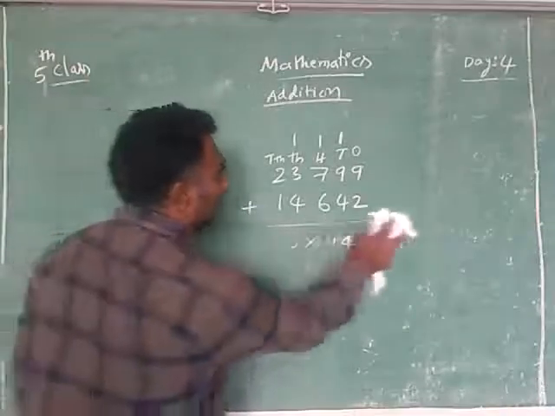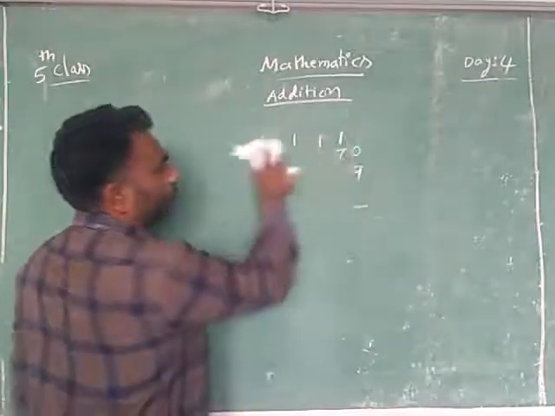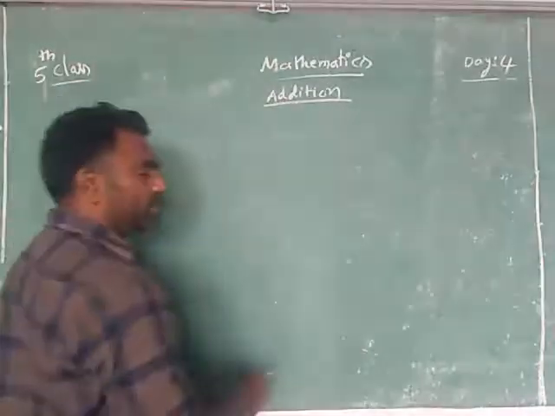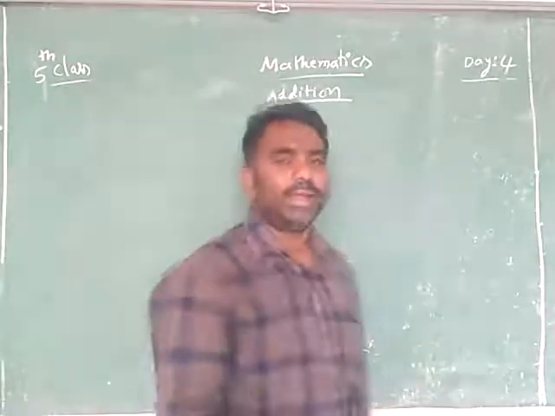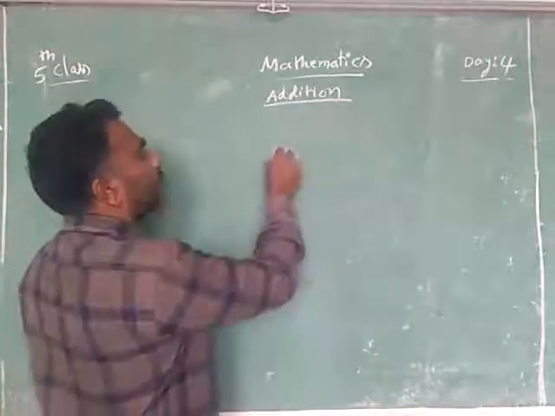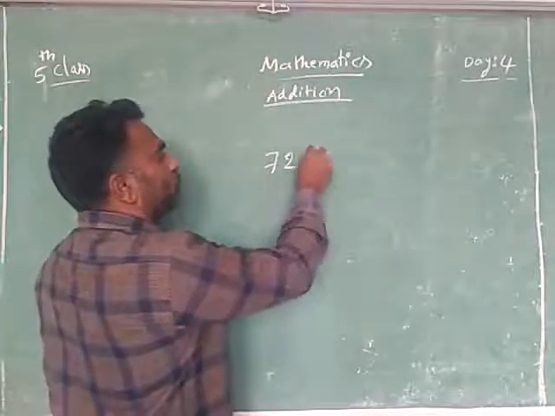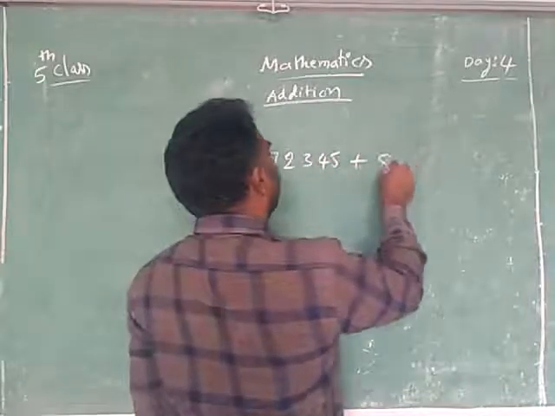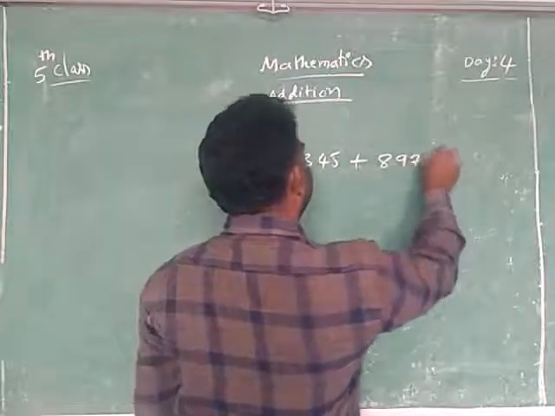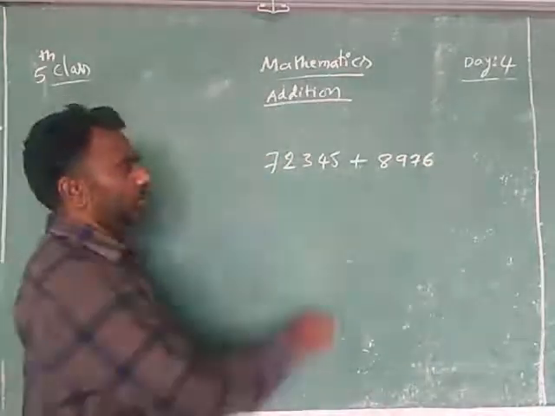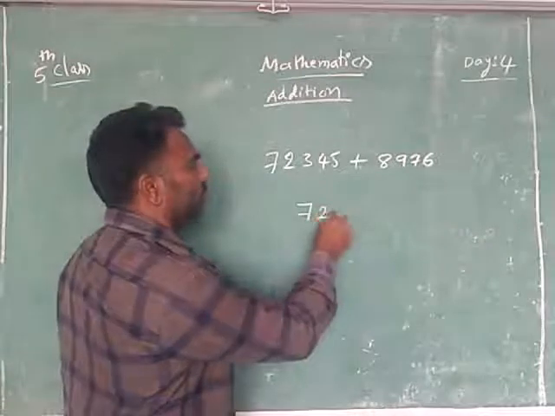Okay. Now I will give another one. Because we know all these ideas, that's why I am going faster. 72,345 plus 8,976. Then how do you write it? You will write the numbers like that.